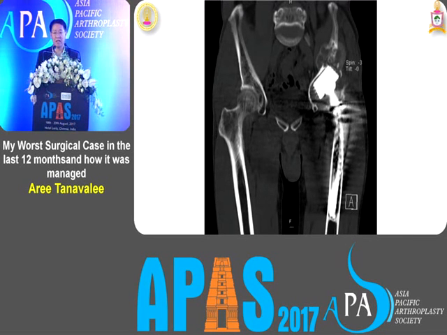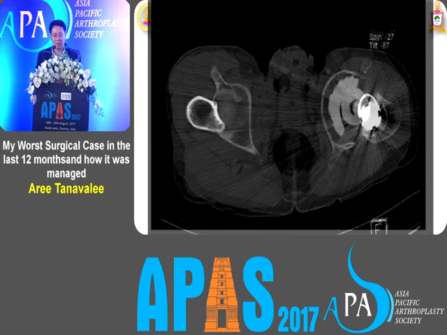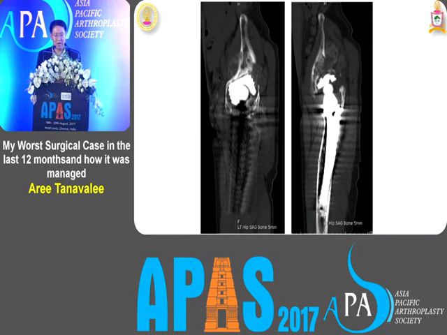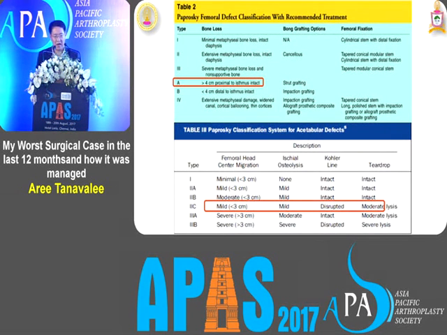And we did the CT scan for this patient, and you can see the big cavitary defect, also up and out. Anyway, the posterior column and anterior wall are still intact. When we evaluated with the CT and also the ESR and CRP, we think the defect on the femoral side should be Paprosky 3A, because we expect at least 4 centimeters for scratch fit. And for the acetabular defect, we think it should be 2C.